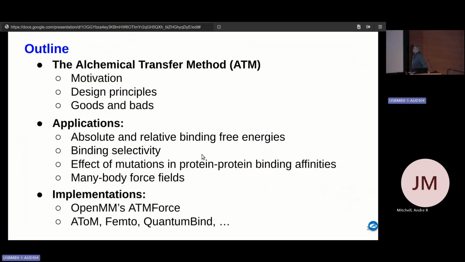so I'm going to be talking about the alchemical transfer method. I want to start with explaining why it exists, what the design principles are, and the goods and the bads. And I'll talk about some applications: absolute and relative binding free energies, some recent work on binding selectivity, and RBFE for protein-protein complexes. And this is not my work. I'll say a few words about the fact that this method supports advanced force fields. I don't think I'm going to get to implementations because we're running out of time.